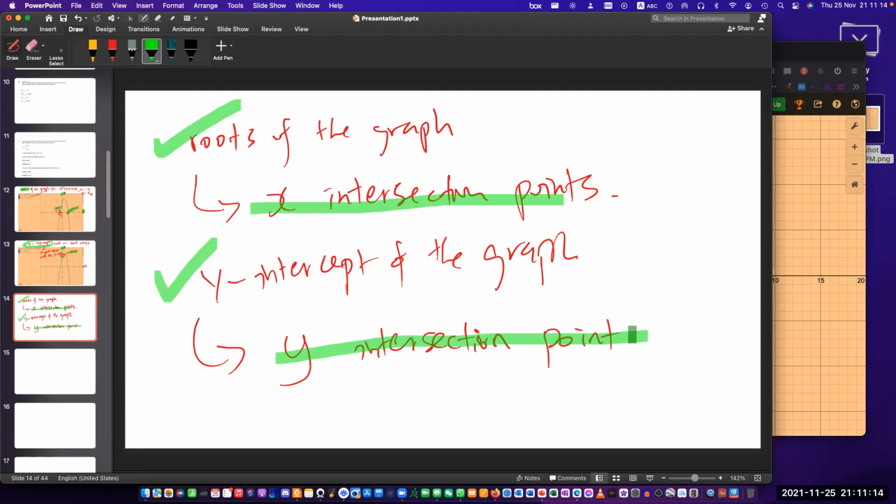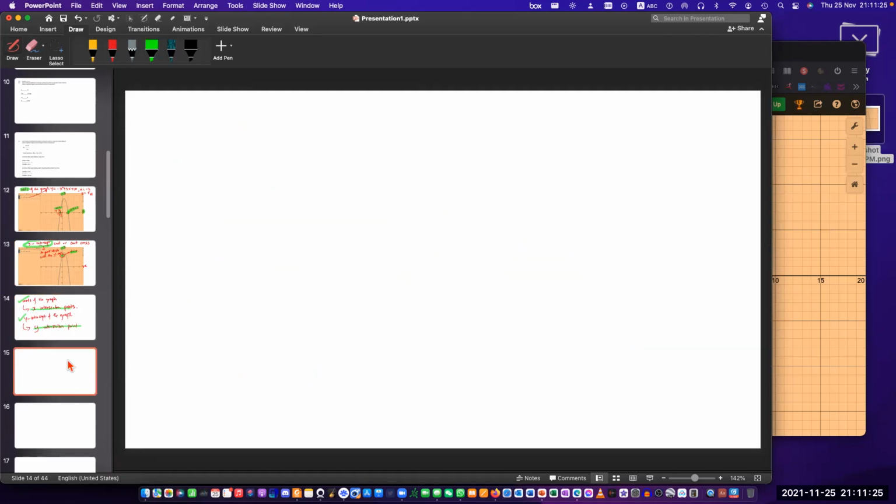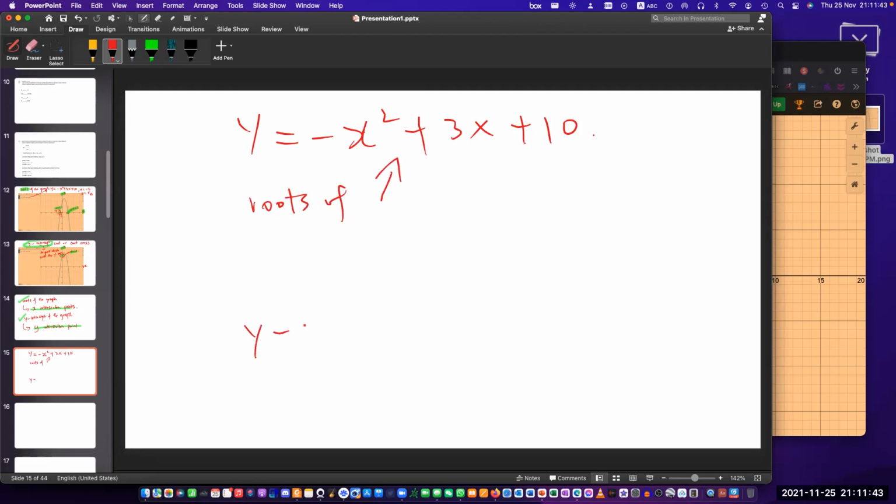All right, then the question is, what if you cannot use technology? That means you cannot use decimals, and you are asked to find the roots of the graph and the y-intercept of the graph. So how are you going to do it if you are not given the technology and you cannot use decimals? How are you going to find out the roots of this, and then of course the y-intercept?